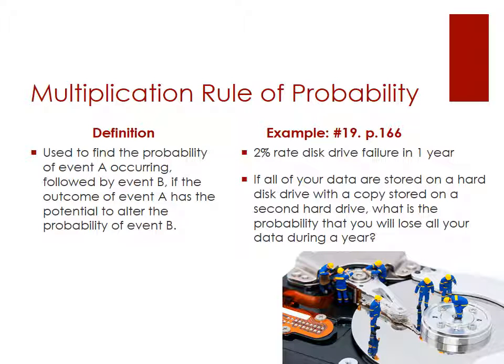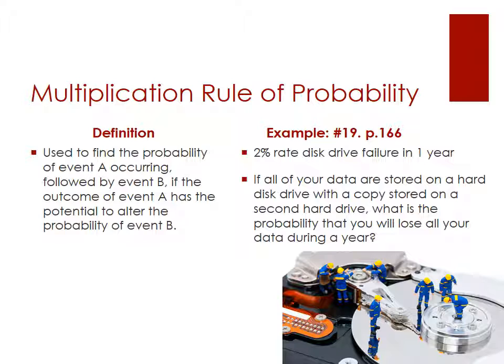An example of this would be looking at example number 19 on page 166. So here we're looking at two different events. We have a 2% rate of disk failure across a year. If we have all of our data stored on a hard drive disk and a copy of all of it stored on a second hard drive disk, what is the probability that we would lose all of our data during a year? Since we're looking at all of our data, that's the thing connecting these two different probabilities, and we still have these two events that we will be looking at together.